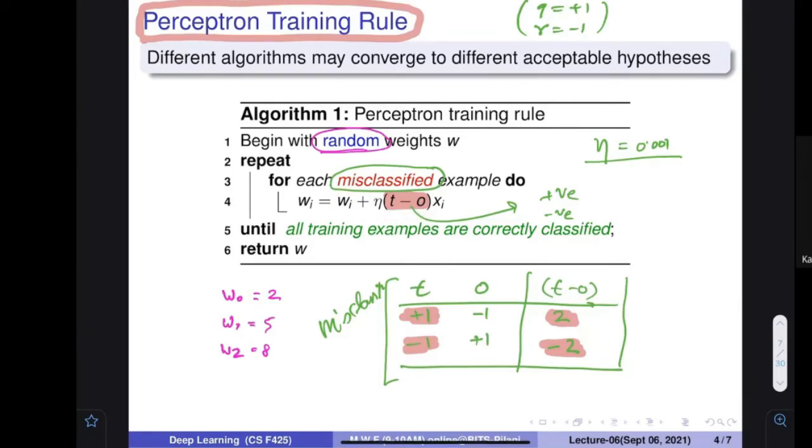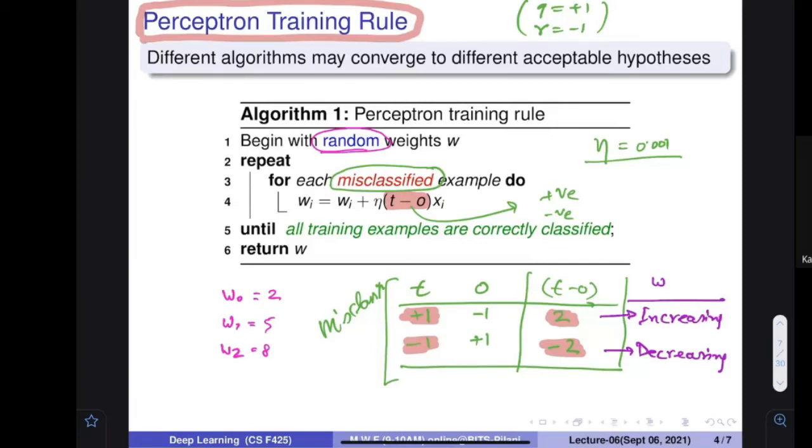So in the case you want a positive output, this quantity is positive, meaning the weights are increasing. In the case when the target value is negative, this is decreasing. Okay, this particular weight is decayed. Weights are increasing when your target is +1. Weights are decreasing when your target is -1. Okay, all right.